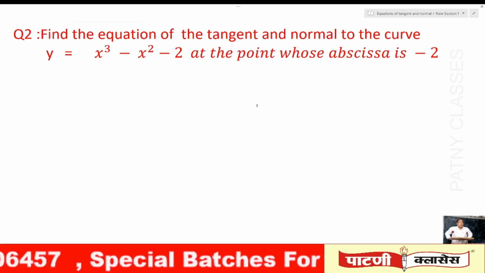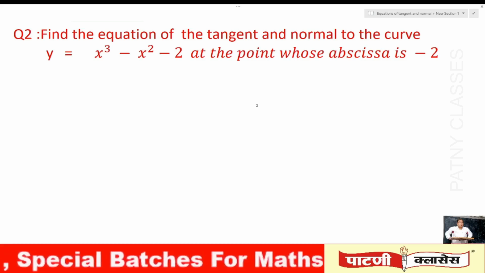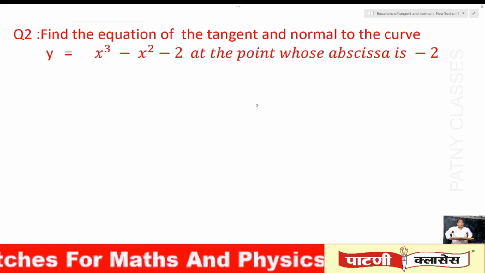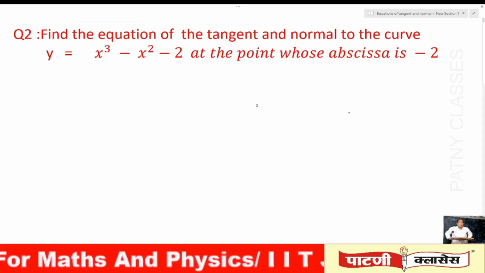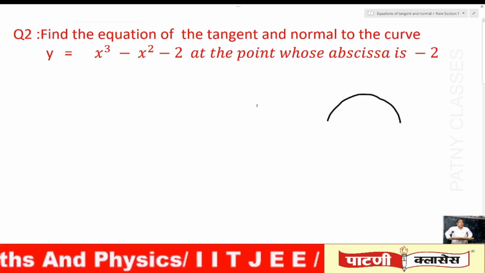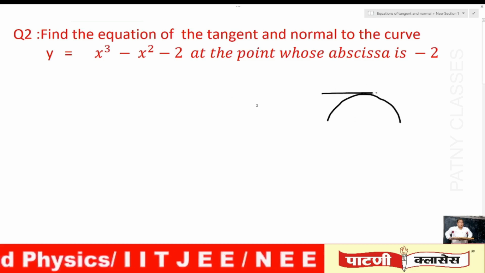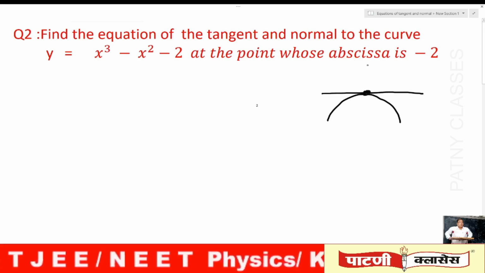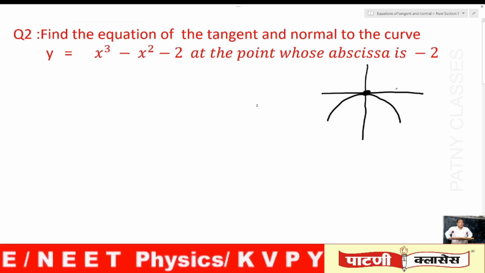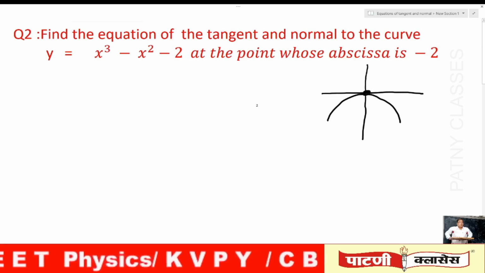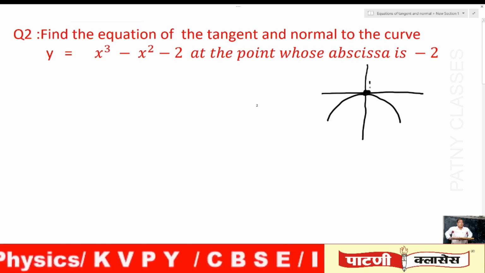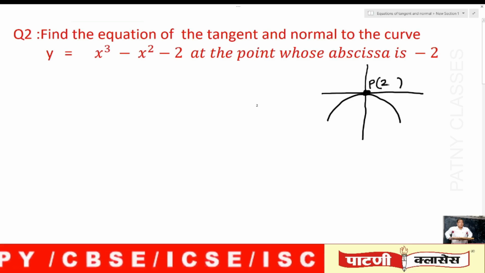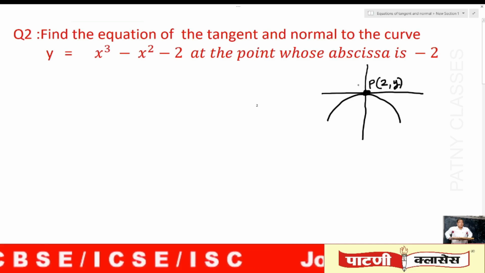Tangent and normal to the curve y equals x cube minus x square minus 2 at the point whose abscissa is -2. Okay, so we have the curve and the tangent, and this is the point of contact, and we also need to find the normal. This point is not totally given; only the x value is given and the y value is not given.